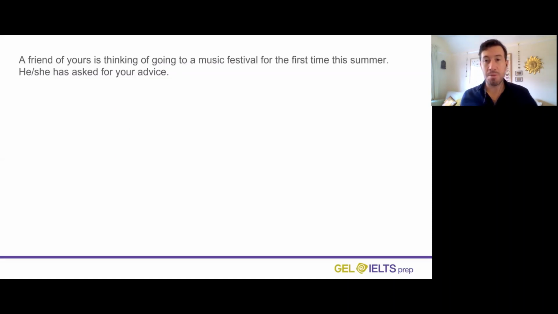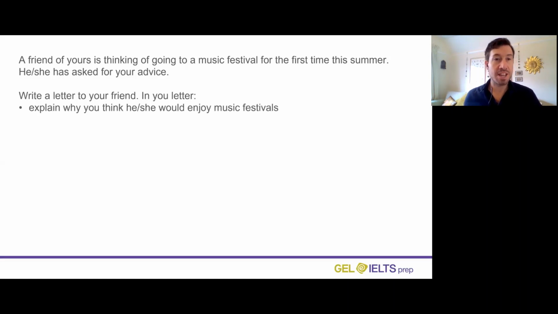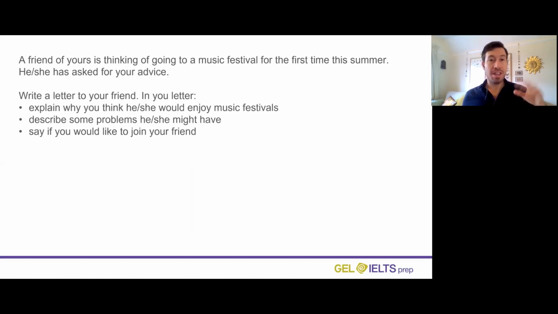So let's have a little bit of practice here. And we're going to see this instruction. It says, a friend of yours is thinking of going to a music festival for the first time this summer. She has asked for your advice. Write a letter to your friend. In your letter, explain why you think he or she would enjoy music festivals, describe some problems he or she might have, and say if you would like to join your friend. So this is the task, and the requirements are these bullet points, okay?